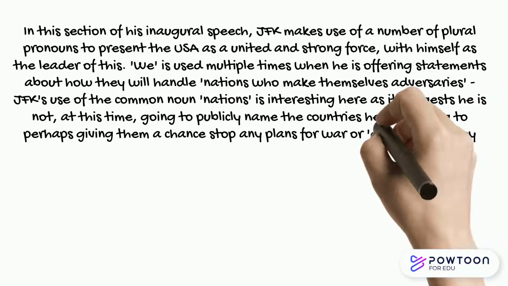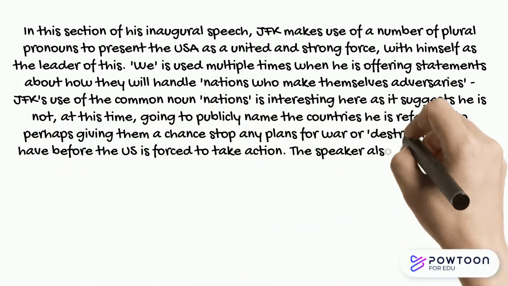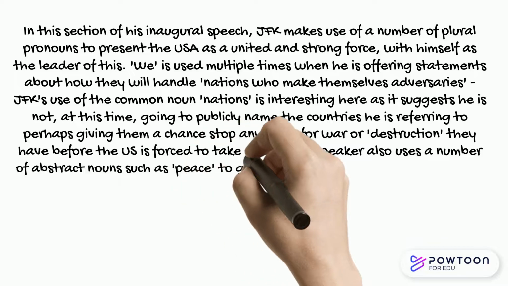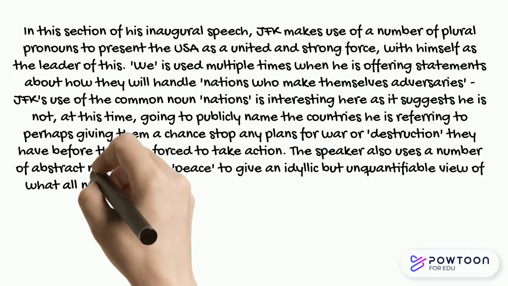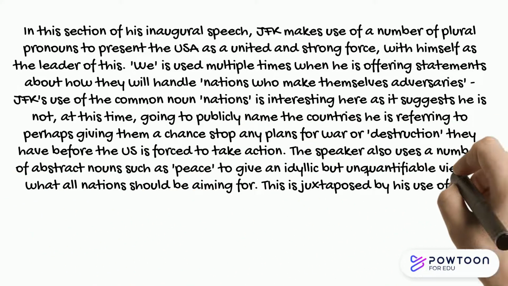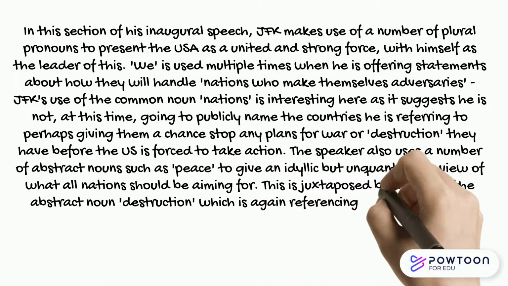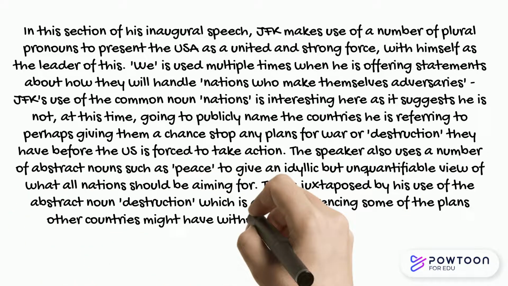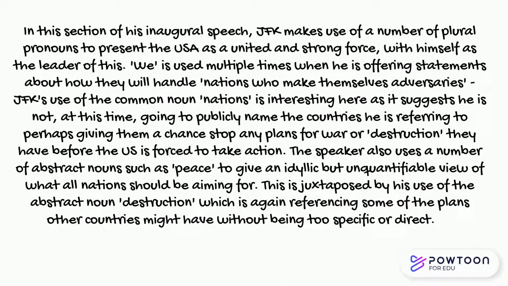JFK's use of the common noun nations is interesting here, as it suggests he is not, at this time, going to publicly name the countries he is referring to, perhaps giving them a chance to stop any plans for war or destruction that they have before the USA is forced to take action. The speaker also uses a number of abstract nouns, such as peace, to give an idyllic but unquantifiable view of what all nations should be aiming for. This is juxtaposed by his use of the abstract noun destruction, which is again referencing some of the plans other countries might have without being too specific or direct.